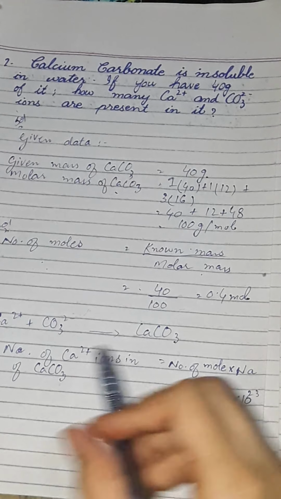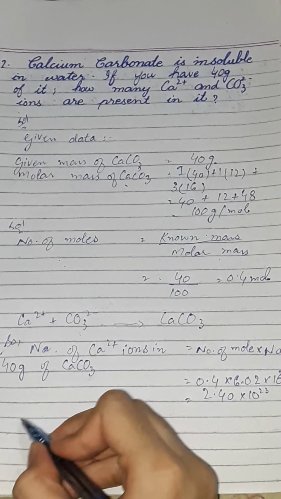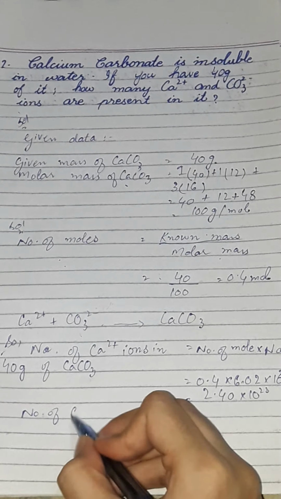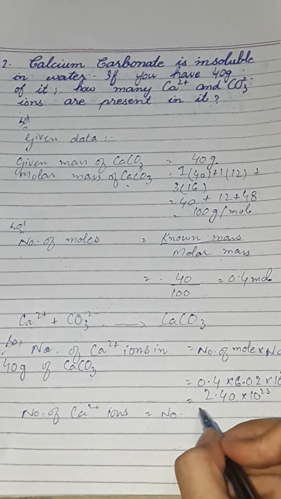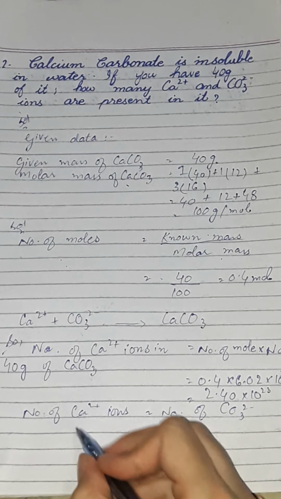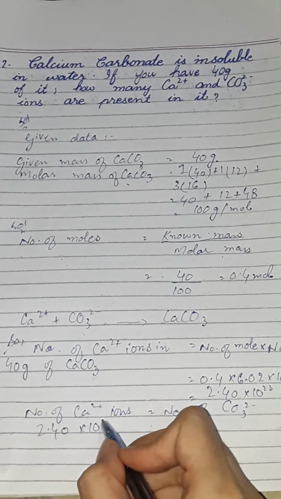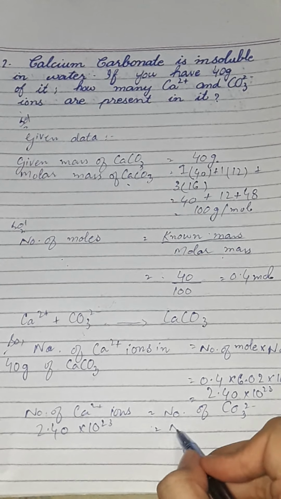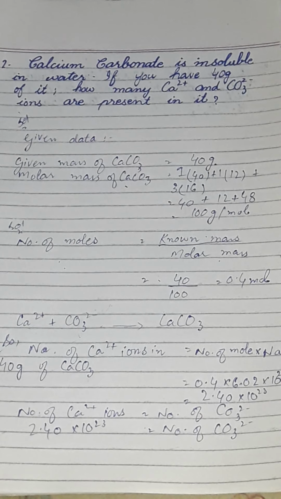So as we know that calcium and carbonate are both equal, we can say that number of calcium ions equals number of carbonate ions. Number of calcium ions are 2.40 multiplied by 10 raised to power 23, and so will be the number of carbonate ions. End of question number 2. Now we will be heading towards question number 3.